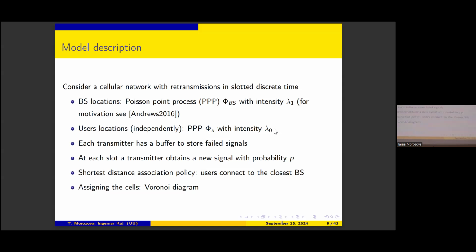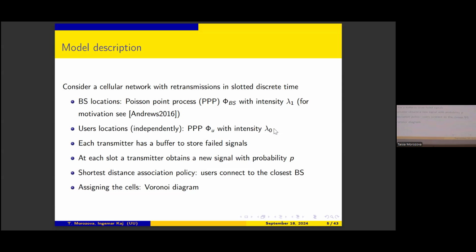So we have a process for base stations, which has intensity lambda1, and a process of users, which has intensity lambda0, and they are all independent. Each transmitter has a buffer that stores the signals that were not transmitted, maybe because of interference or other things. I think the closest physical model here would be the TCP protocols, because they embody the transmission policy. The buffer is quite crucial in our analysis. We also have a random source of input data.